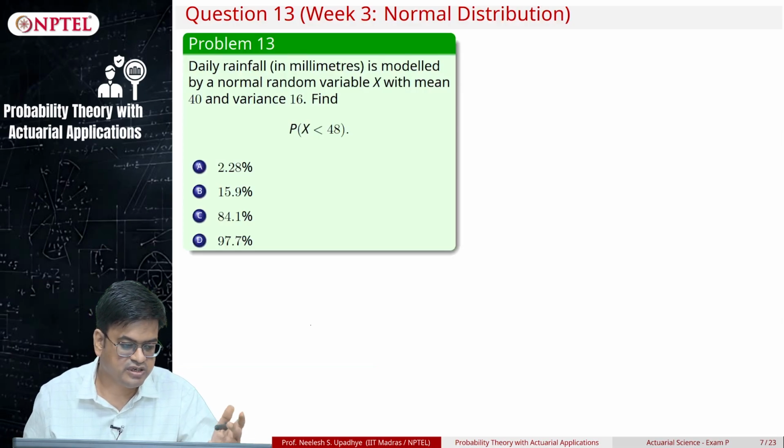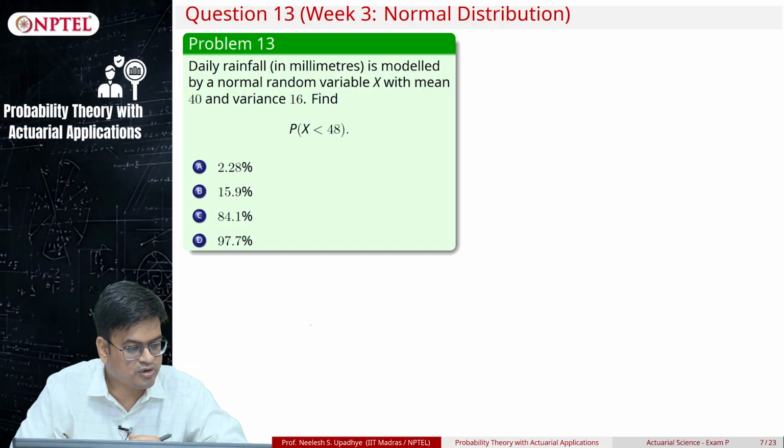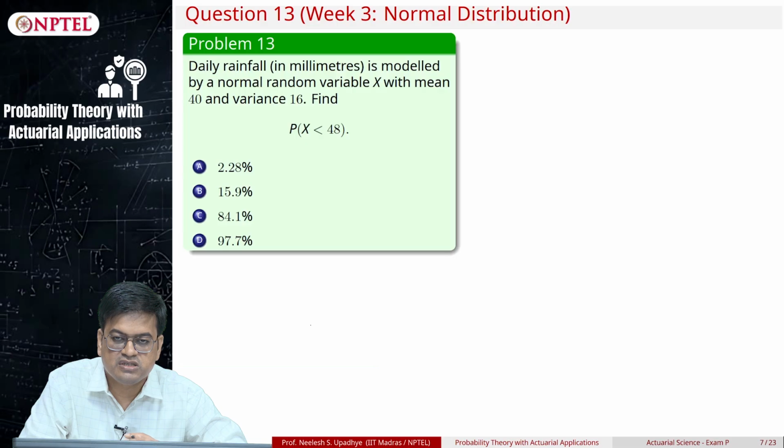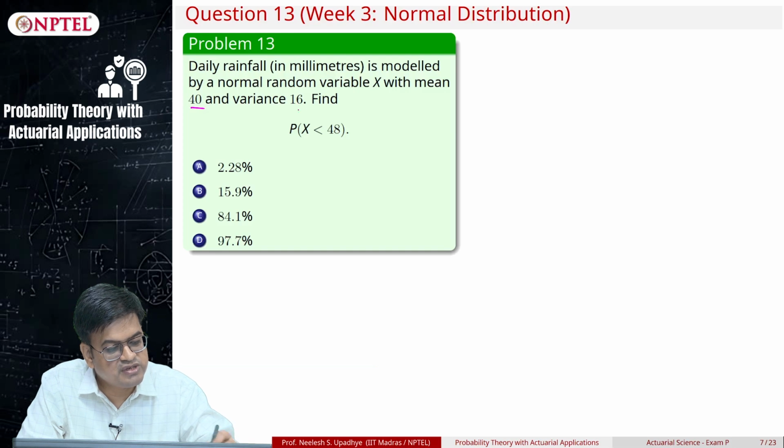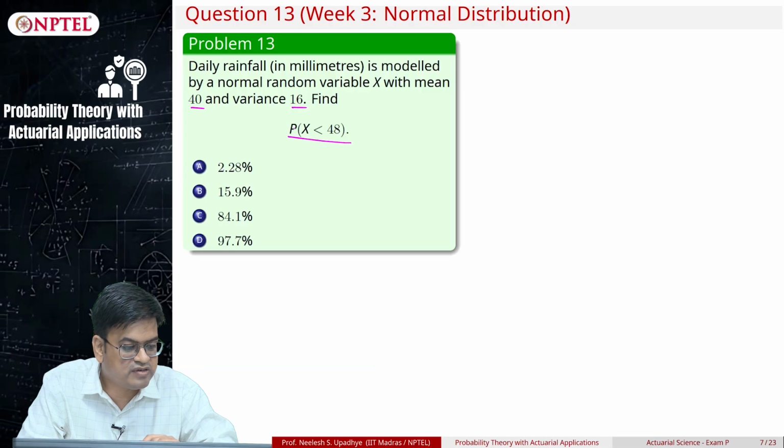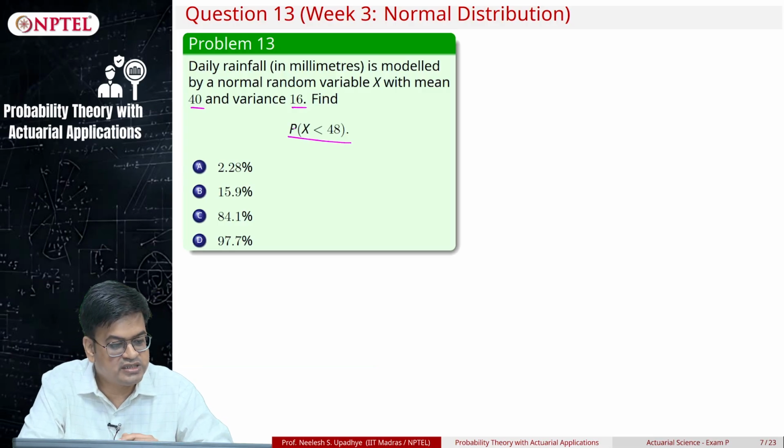Let us move on to the next question, which is related to the normal distribution. The key here is the normal distribution, that is the topic. With the normal distribution, the associated problem is continuity correction. Here we are dealing with daily rainfall, which can be a continuous random variable, so no continuity correction is needed here. And what are the mean and variance given? Yes, both are given. What do I need to compute? The probability of X less than 48. What remains is standardization.